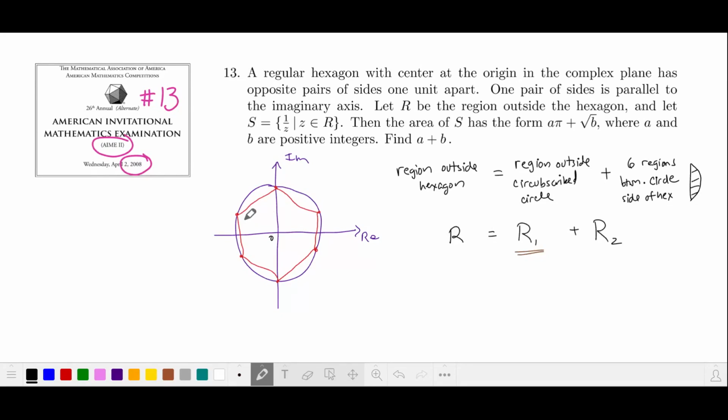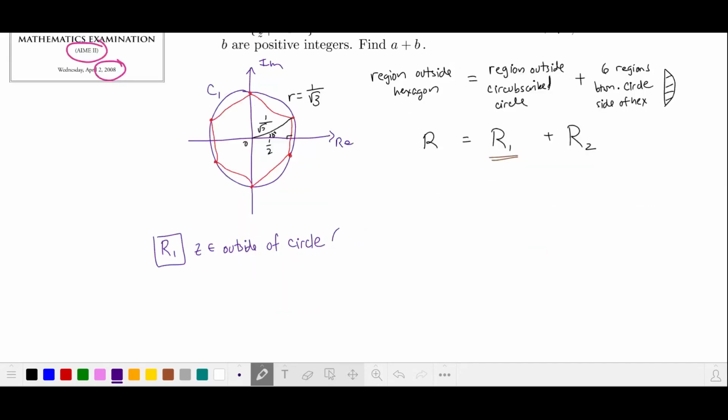The distance between parallel sides of the hexagon is 1, so this distance from the origin to a side is 1/2. This radius forms a 30-degree angle with the real axis. So the radius is 1/√3. And we'll call this circle C1. Since the circle has a radius of 1/√3, then the magnitude of all the points on the circle is 1/√3.